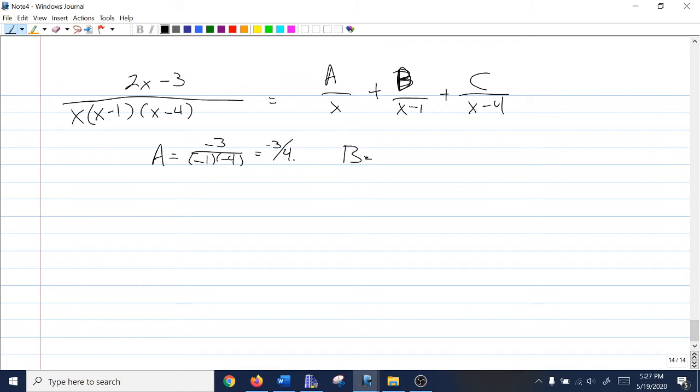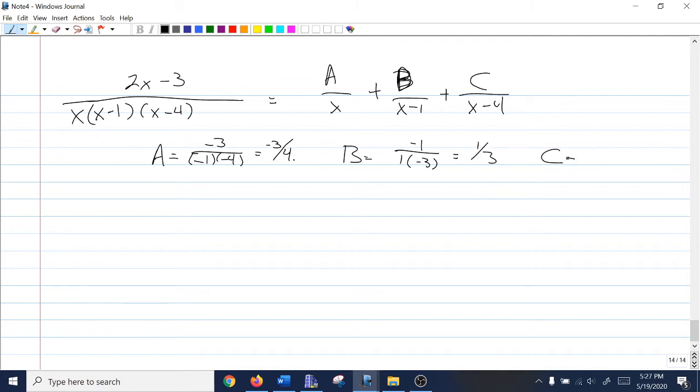How do I get b? I multiply by x minus 1, plug in 1. Cover that up, plug in 1. 2 minus 3 is negative 1, over, plugging in 1 times 1 minus 4 is negative 3. I'm getting 1/3. That's a little bit weird.